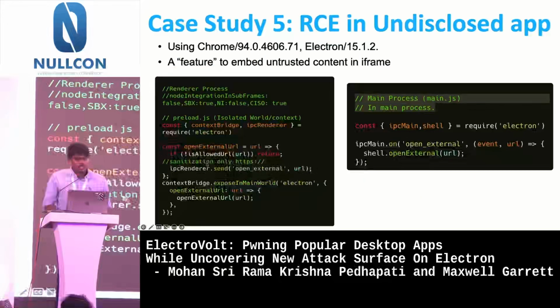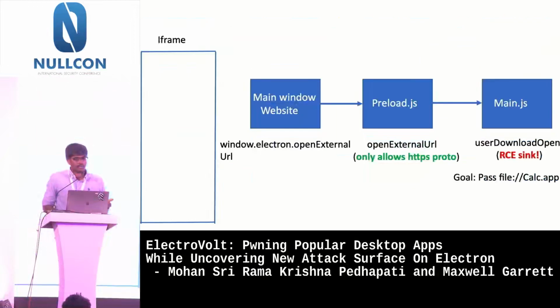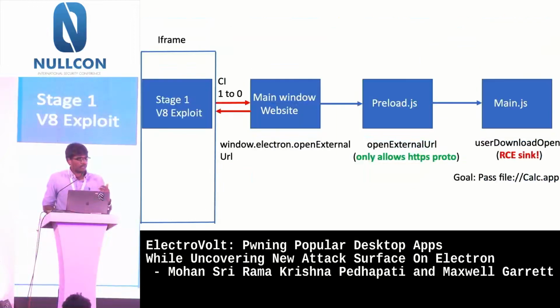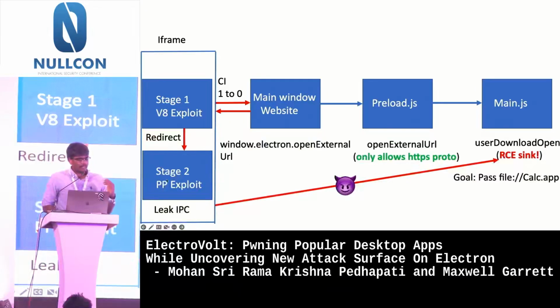Here, in the preload scripts, they are checking if the URL should be HTTP or not. So if you send a URL with file protocol, it won't allow us to open it. So we can't use the previous node integration in subframes exploit. So what you use is a stage 1 V8 exploit to disable context isolation, and we redirect to a prototype pollution gadget window, and there it can leak the IPC and directly access the main process. So we are not going through the main window website, preload script, and Node.js. We are directly sending the IPC to the main process because we are able to leak the IPC directly.